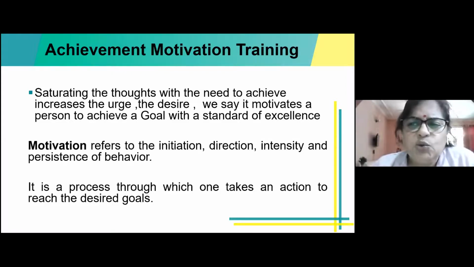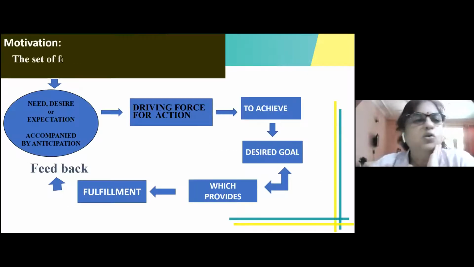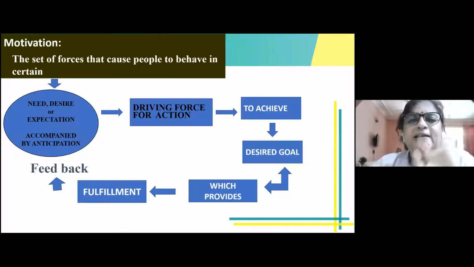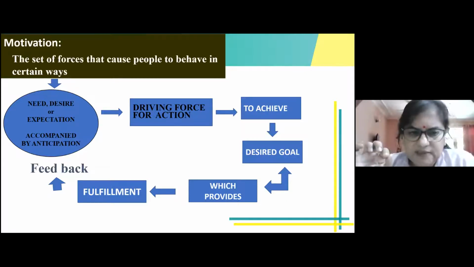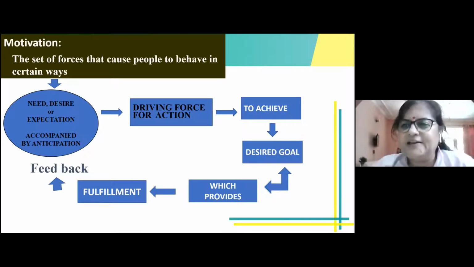Otherwise, you will very soon lose the fire within you to achieve something. It is a process through which one takes an action to reach the desired goals. Now, if you look at it diagrammatically, this is how it looks. Motivation is the set of forces that causes people to behave in a certain way. It all starts with your thinking. It starts with a desire. Your desire makes you think in a particular direction.